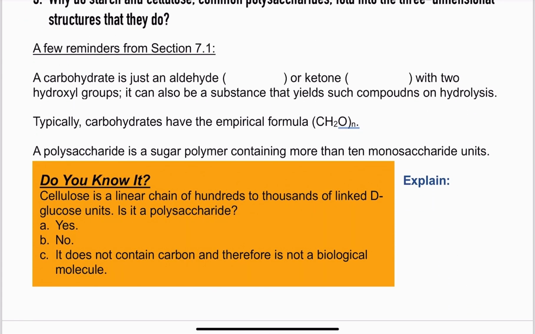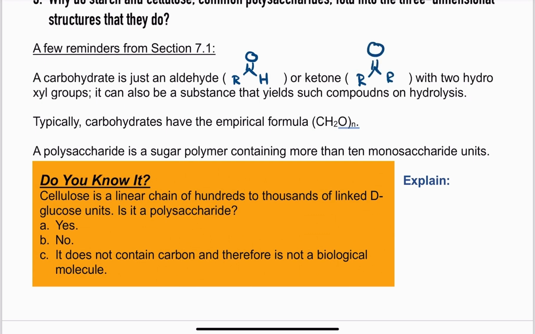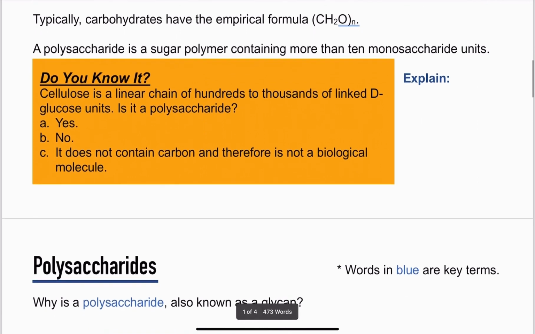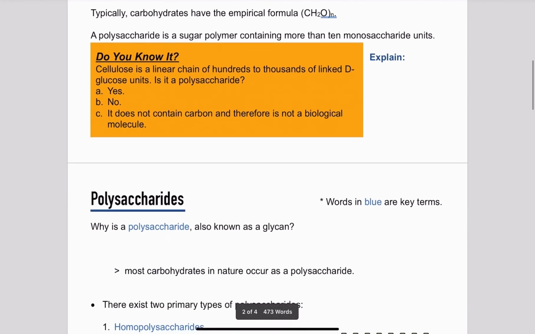And here are just a few reminders from section 7.1. A carbohydrate is just an aldehyde, which has an R group, hydrogen, and oxygen, or a ketone, which is just two R groups with two hydroxyl groups. It could also be a substance that yields such compounds on hydrolysis. Typically, carbohydrates have the empirical formula CH2ON, where N, as we know, can be just any number.